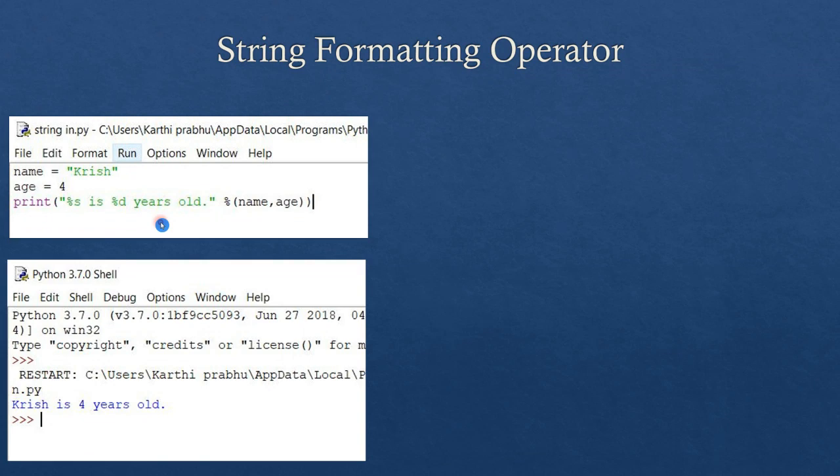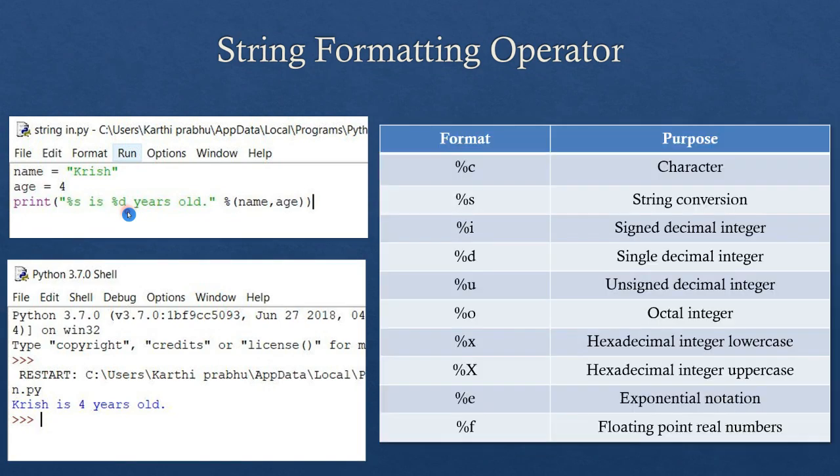Okay, as I said, %s is for string and %d is for integer. What it is and how can we identify? We have a separate set of formats for this formatting operator. So let me explain all these things. So %c for character, %s for string, %i for signed decimal number, %d for single decimal number, which is integer. Okay, and then %u is for unsigned decimal integer. What is this signed decimal integer and unsigned decimal integer? It is for plus and minus signs. Okay, negative and positive symbols.